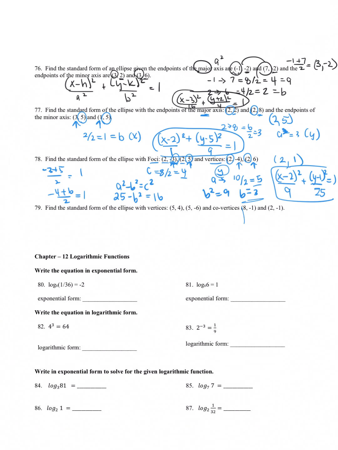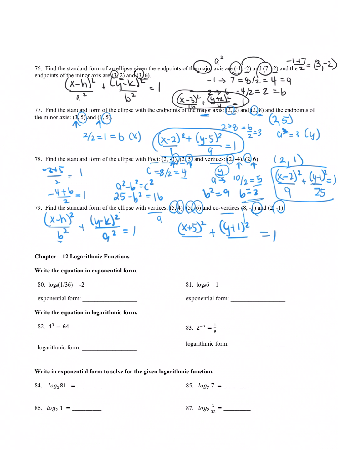All right, when I have vertices and co-vertices, my vertices is my a value. You can see my a value stretches on the y. So I have (x - h)² over b² plus (y - k)² over a² is equal to 1. And you can see my center is 5, comma, -1. So I have x plus 5 and y plus 1, and I need to find my b squared.